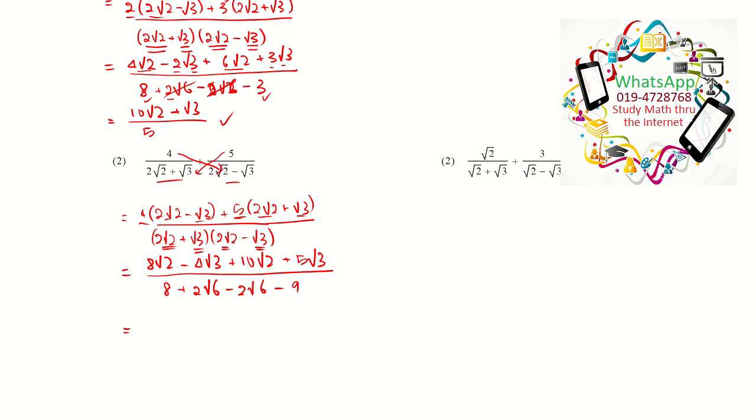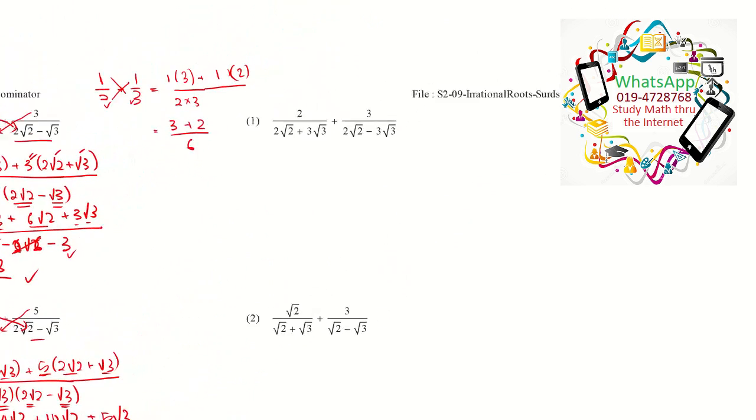Okay, then you group up similar terms. 8 root 2 plus 10 root 2, you get 18 root 2. 4 root 3 minus 4 root 3 plus 5 root 3, you get plus root 3. Right, this and this you can cancel, since this is 1 plus 1 minus. Right, so 8 minus 9, you get minus 1. All right, rewrite it, you get minus 18 root 2 minus root 3.